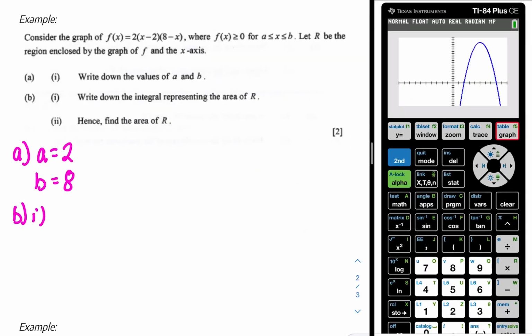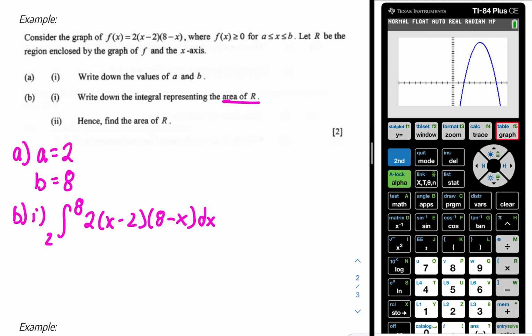For part B, write down the integral representing the region R. So the area R is going to be the integral starting from 2 all the way to 8. And we're going to be integrating our function, which is (2x minus 2)(8 minus x). And for notation, we always need to finish our integral with dx. This dx tells us what is the variable we're integrating. In this course, we're always going to be integrating in terms of x. So whenever you have your integral symbol, we have to close the loop with our dx here.